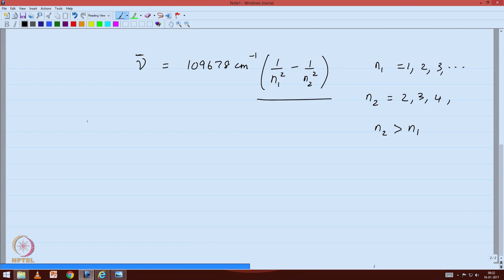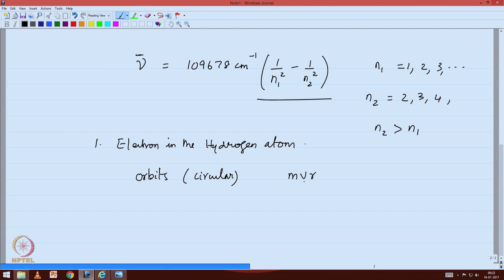What are the two assumptions that Niels Bohr made to understand the spectrum of hydrogen? The first one: the electron in the hydrogen atom is confined to only those circular orbits for which the angular momentum of the electron, mvr, where r is the radius of the orbit, v is the speed of the electron, and m is the mass of the electron, is n h by 2 pi, where n is an integer 1, 2, 3, etc. and h is of course Planck's constant.